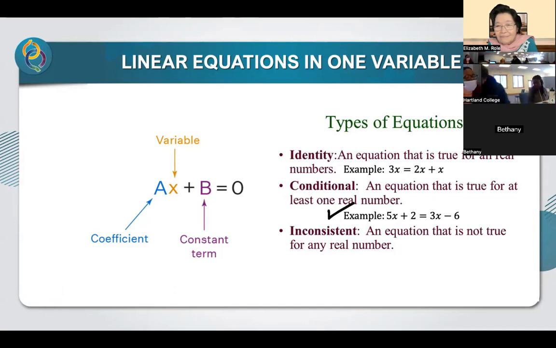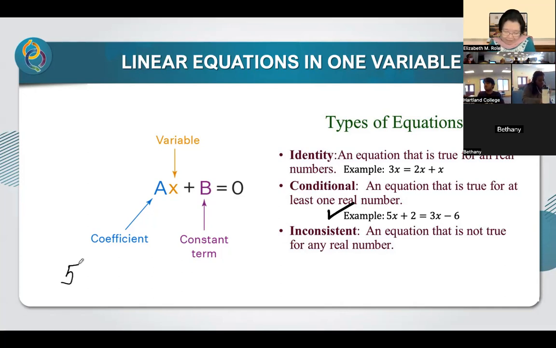Group the like terms. Transpose 3x to the left side. 5x minus 3x is equal to minus 6 minus 2. And then 2x is equal to... All right. So now solving this equation, that's what you're saying.